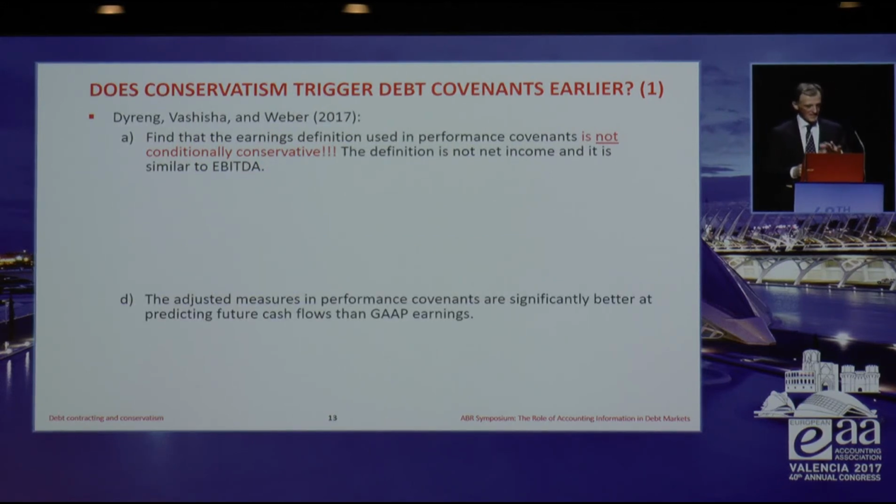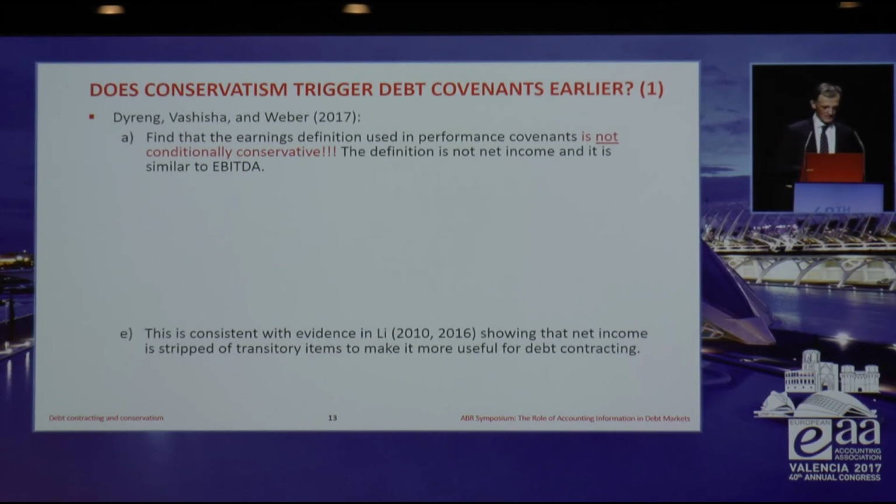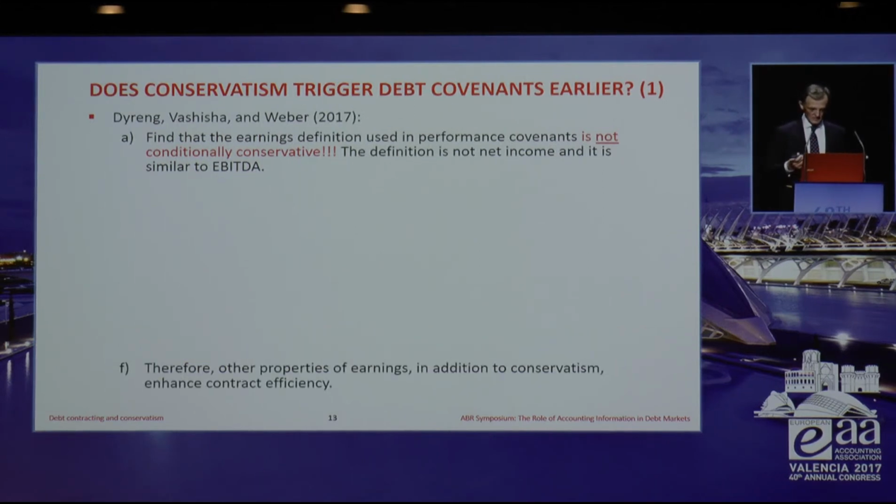And these adjusted measures in performance covenants are significantly better at predicting future cash flows than GAAP earnings. So it seems that the goal is to predict future cash flows in this particular case. This is consistent with evidence in Lee 2010-2016 showing that net income is stripped of transitory items to make it more useful for debt contracting. So what this means is that other properties of earnings, in addition to conservatism, enhance debt contracting efficiency.